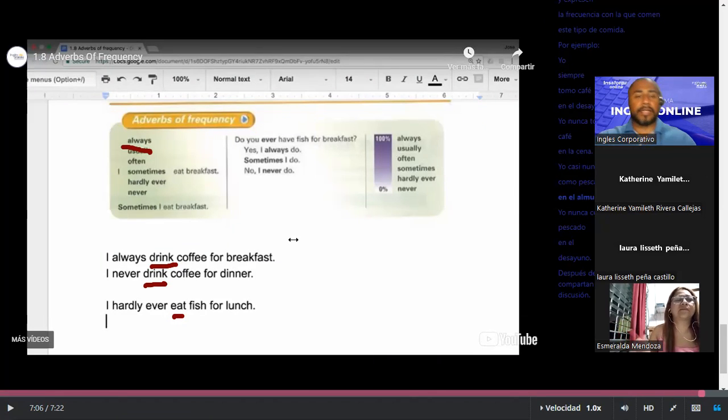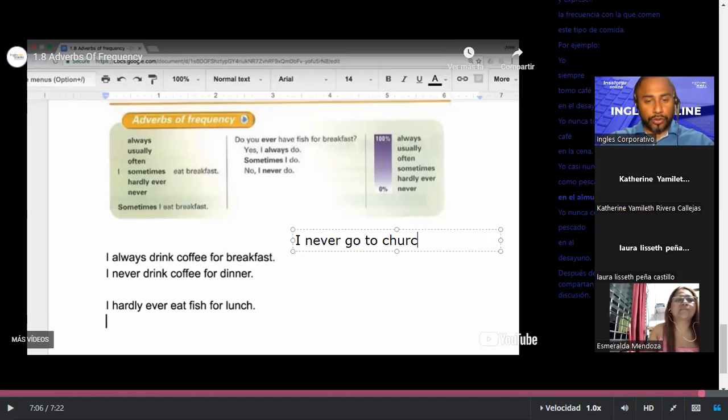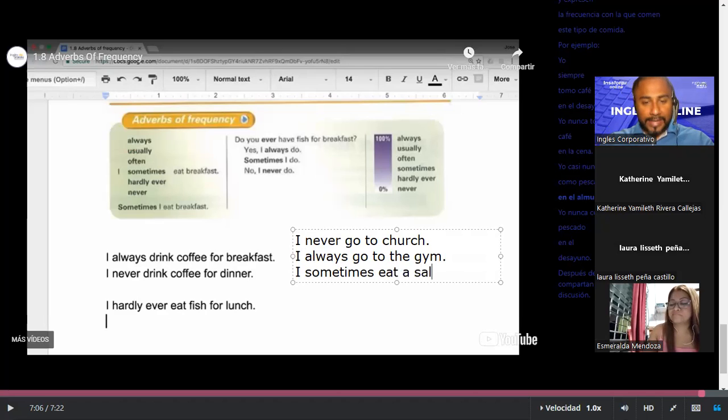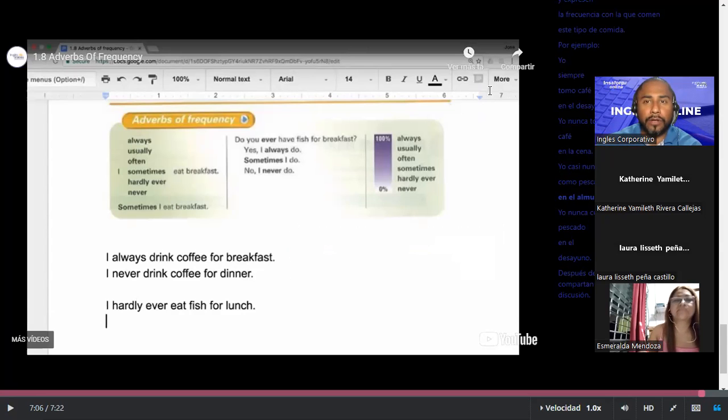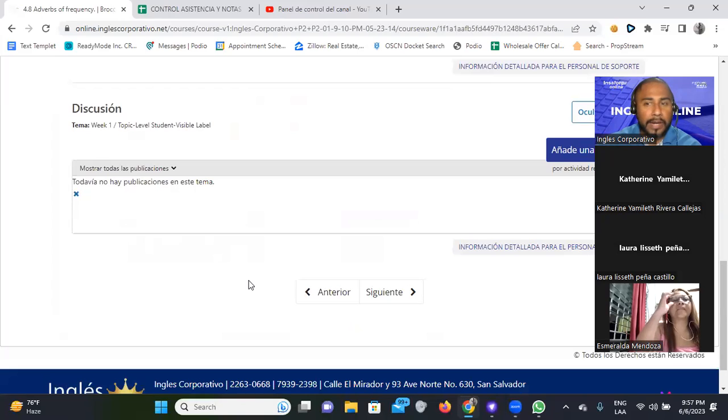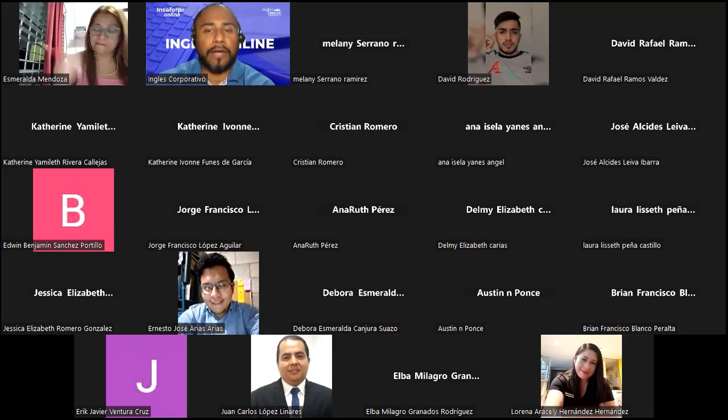For example, you can say, I never go to church. I always go to the gym. I sometimes eat a salad. All right, so I want you to give me at least 5 examples in the discussion forum. I want you to write at least 5 examples in the discussion forum over here at the bottom. Por lo menos 5 ejemplos. I would like for you to work with a partner and share your ideas with the same group.